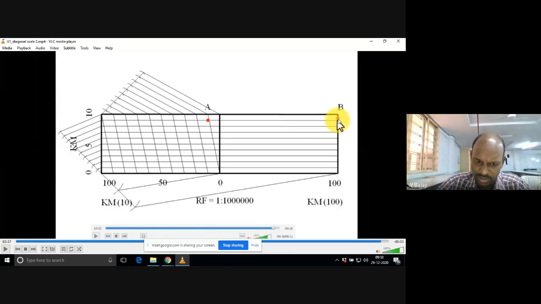So in this way you can use this scale for measuring even up to 200 kilometers, any value in between 200 kilometers.